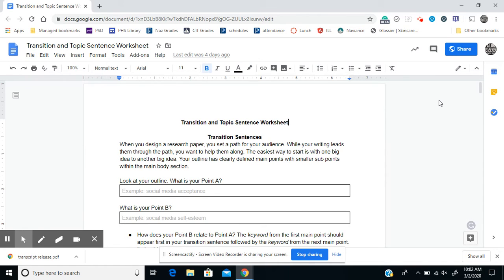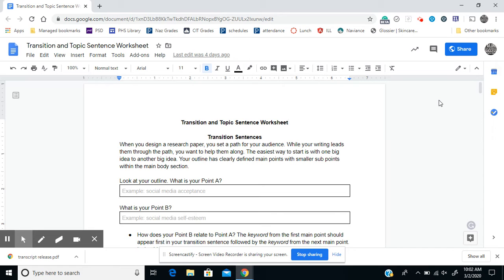At this time, you also want to open your outline. If you have a detailed outline, please open that one as it will be more detailed and you can add your transition sentences right into your detailed outline. So go ahead and pause and unpause when you're ready to do that. Now let's look at the worksheet.